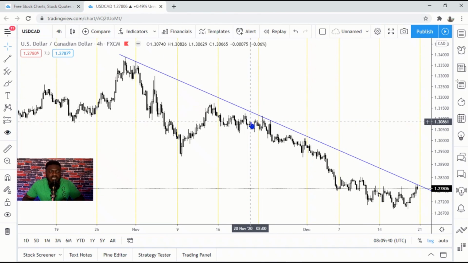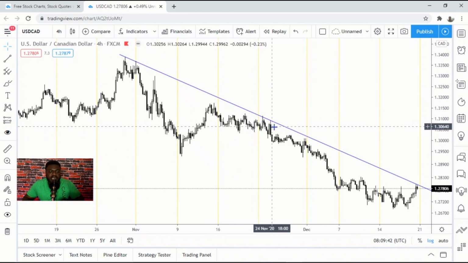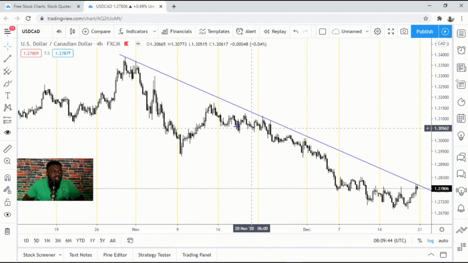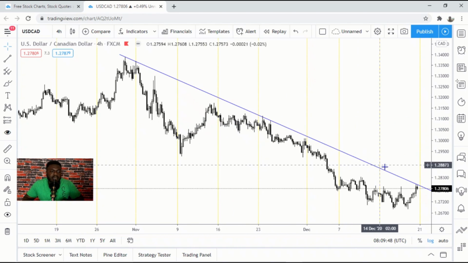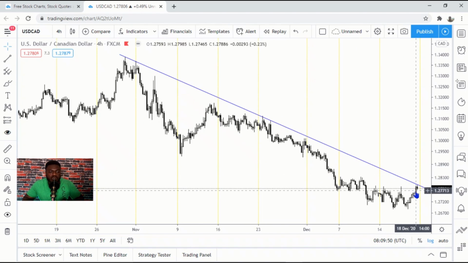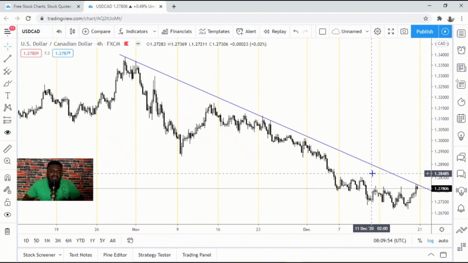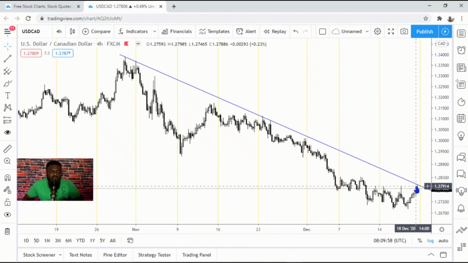The USD CAD is also in a medium term downtrend and it has spent a whole month or more under a downtrend line. The previous week ended right below the downtrend line, which is acting as the resistance right now. Once the USD CAD remains below the downtrend line, the bears remain in full control of this pair.